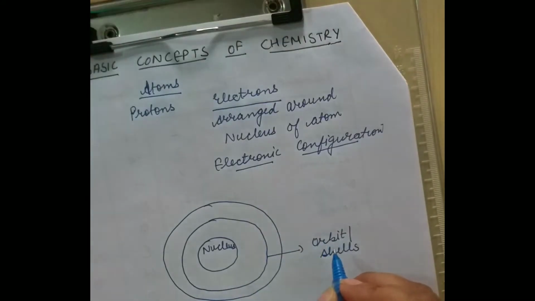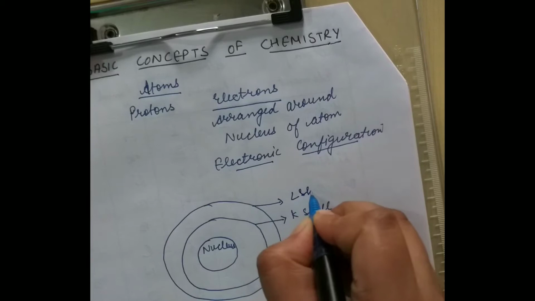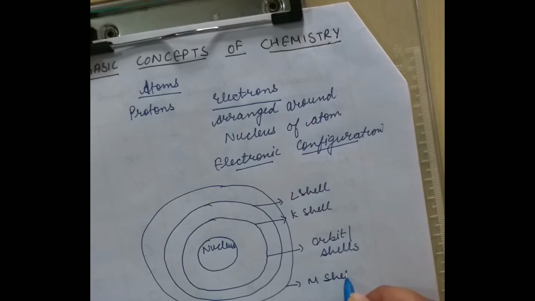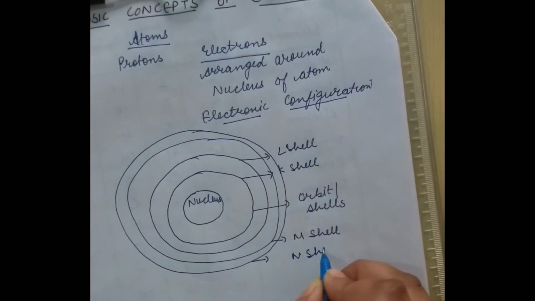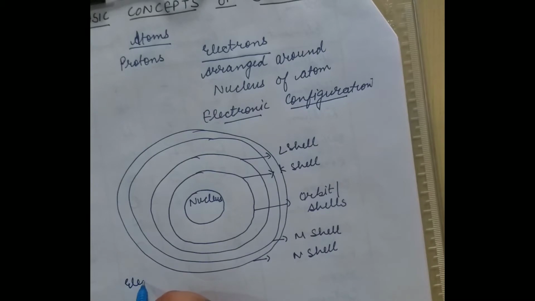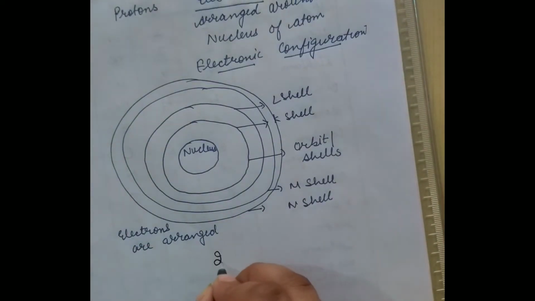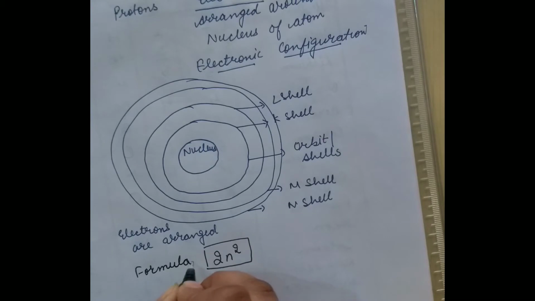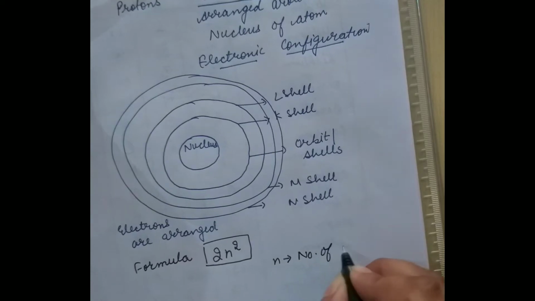There are different orbits like the K shell, L shell, M shell and N shell. In these shells the electrons are arranged, and there is one formula, 2n square. This formula gives us the electronic configuration of any element. Here n denotes the number of the shell.